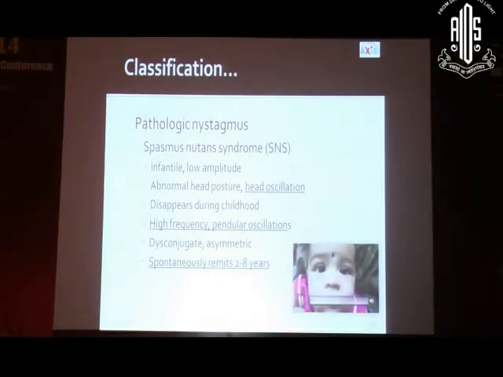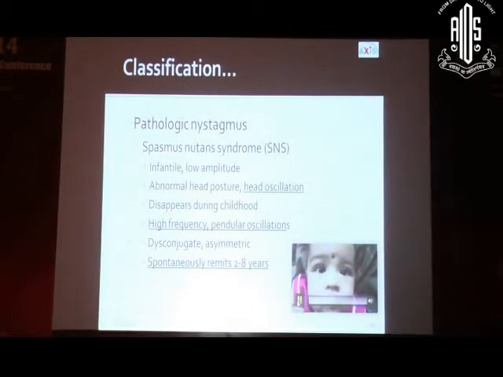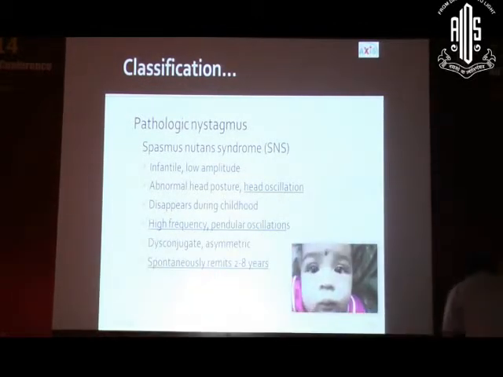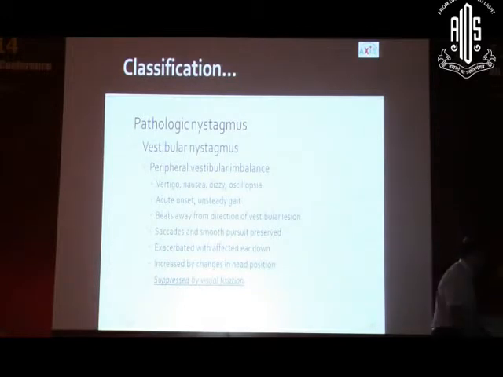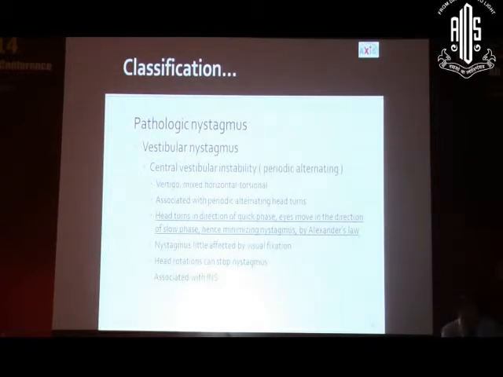It can be disconjugate, can be asymmetric, and usually it disappears by 2 to 8 years of age. So here you can see in this particular child that child with high frequency nystagmus also got these head oscillations. The vestibular nystagmus would include peripheral vestibular imbalance, central vestibular imbalance, and central vestibular instability, or the periodic alternating nystagmus.